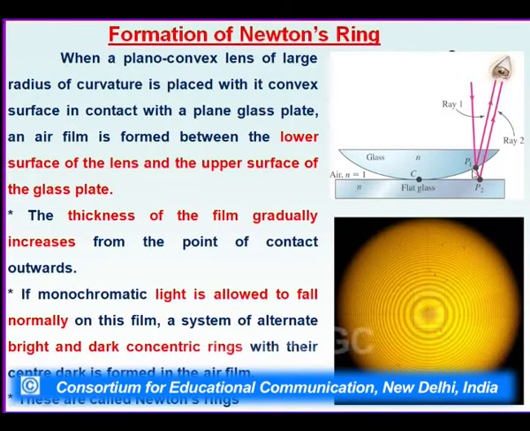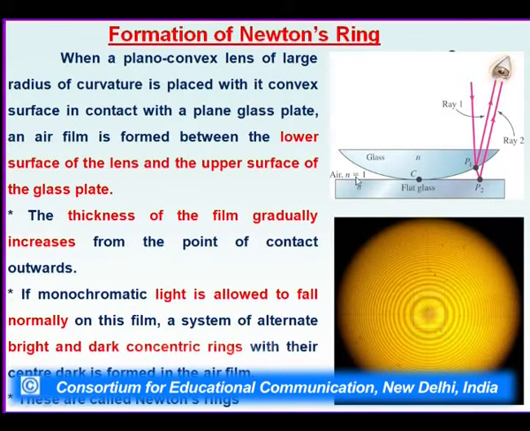The second ray, because we require two rays. One we get from the lower part of the plano-convex lens, and the second we get from the upper part of the glass plate, and these two coherent rays are used to get the interference pattern. When a plano-convex lens of a large radius of curvature is placed with its convex surface in contact with a plain glass plate, an air film is formed between the lower surface of the plano-convex lens and the upper surface of the glass plate.